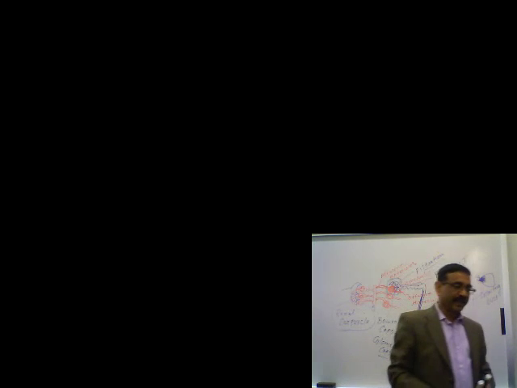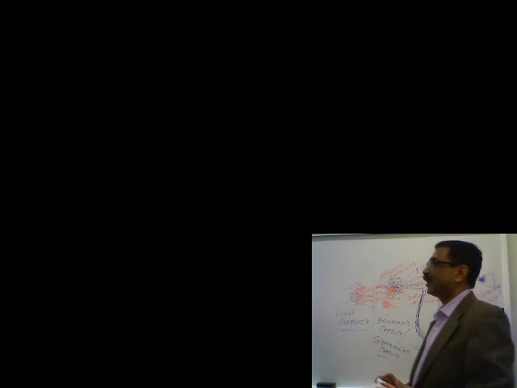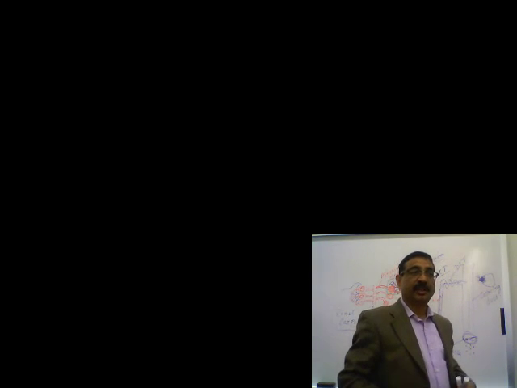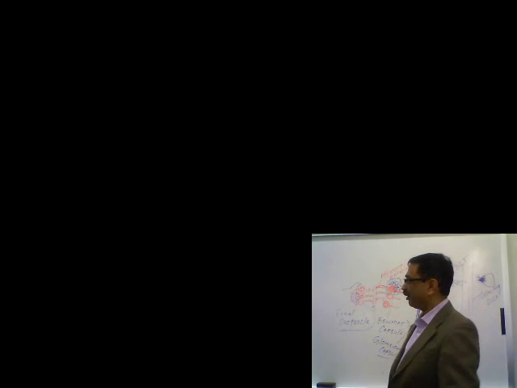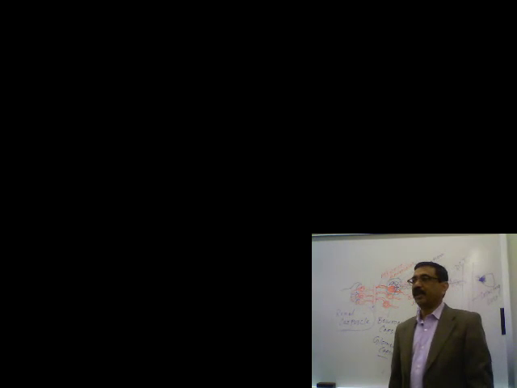Okay, in the human kidney we have two types of nephrons: cortical nephrons and juxtamedullary nephrons. 85% of nephrons of human kidneys are cortical nephrons. That means most of the nephrons are cortical nephrons. And about 15% of nephrons are juxtamedullary nephrons.